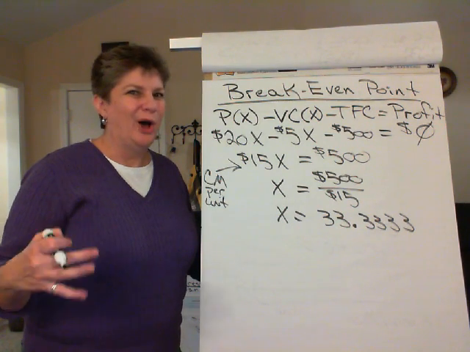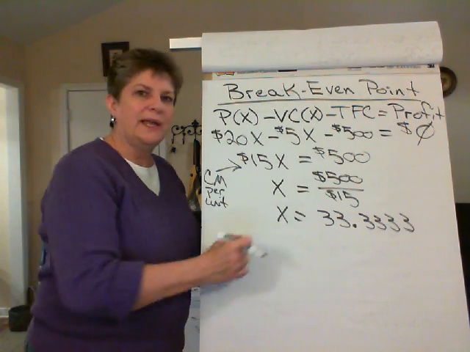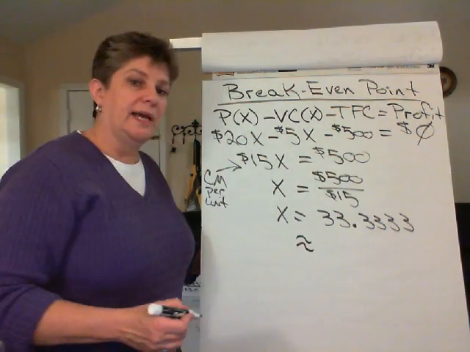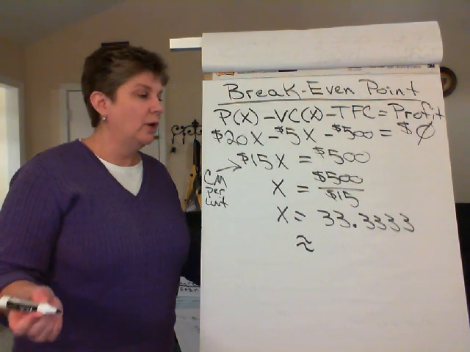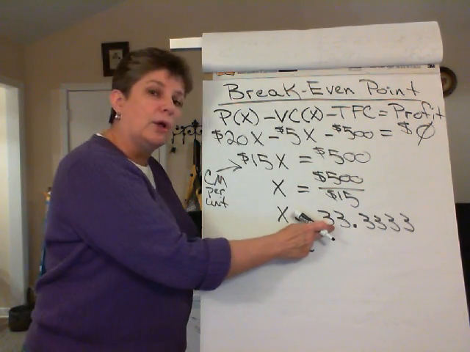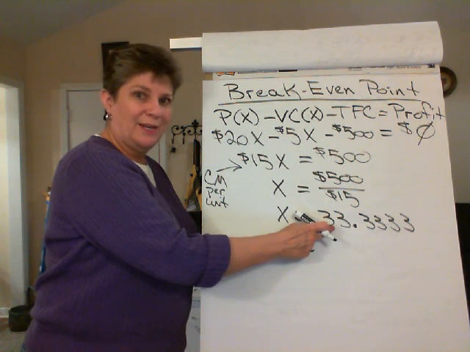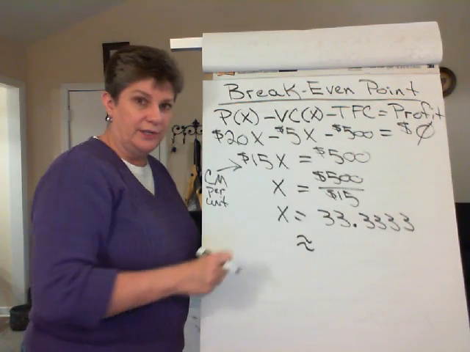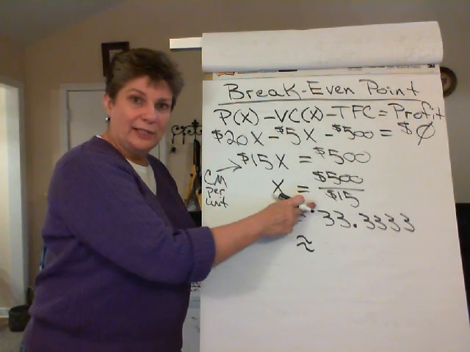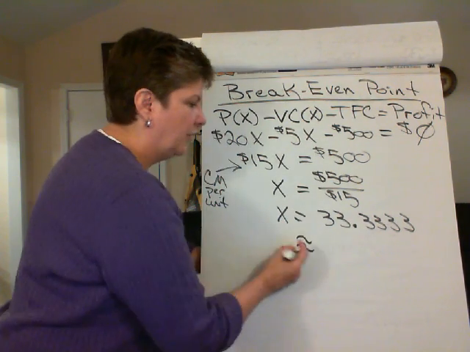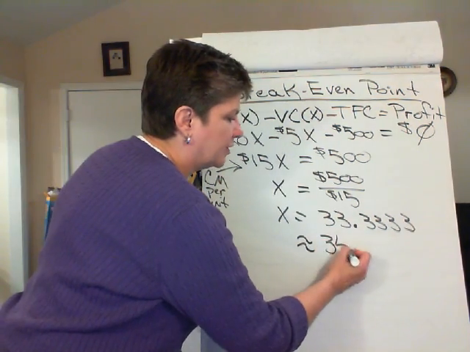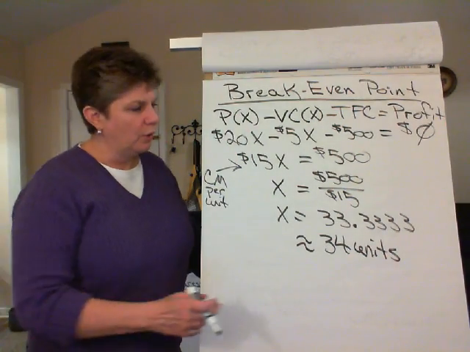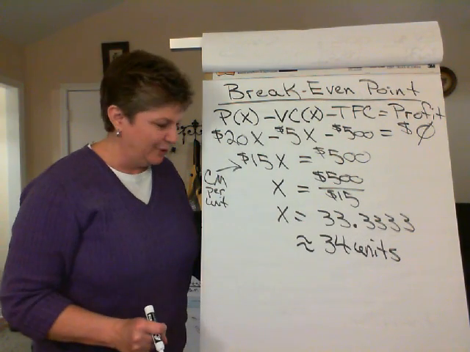Okay. Now, we cannot sell 1/3 of a unit. We can only sell whole units. So with break even, we always round up to the next whole unit. Again, we don't round down. If we rounded down, if we sold only 33, we'd have a loss. So we'd much rather sell 34 and have a small profit rather than selling 33 and having a small loss. So approximately, break-even point is approximately 34 units. Real world rarely rounds out to exactly the right number.